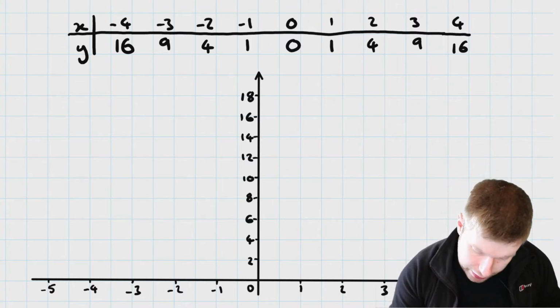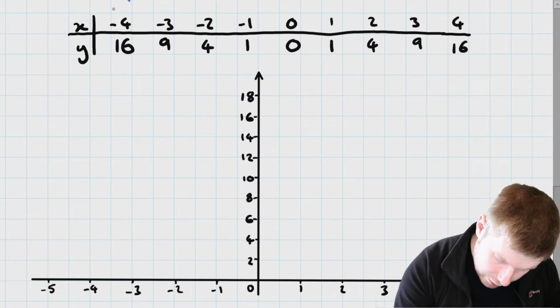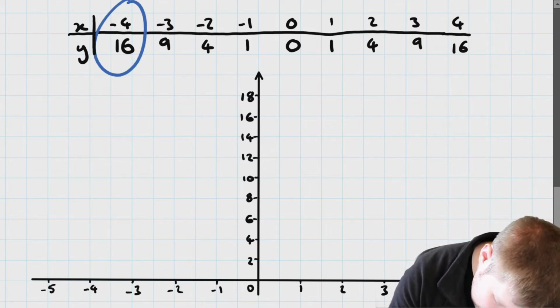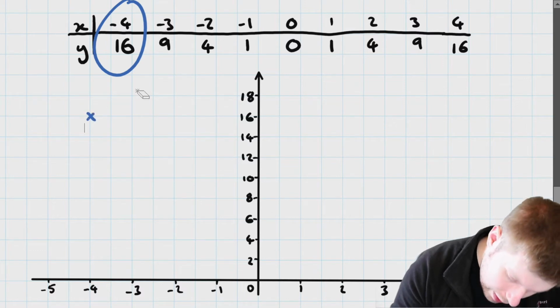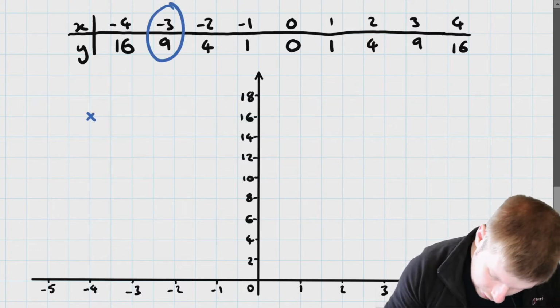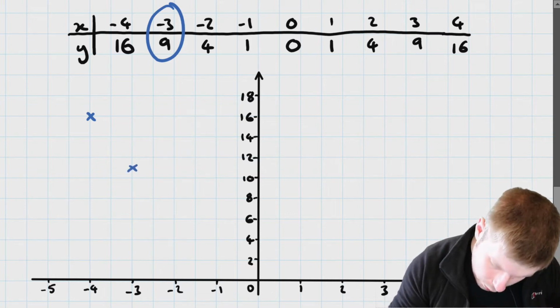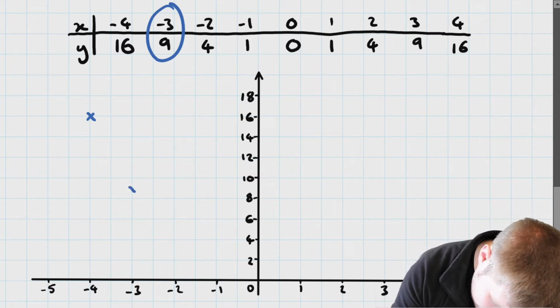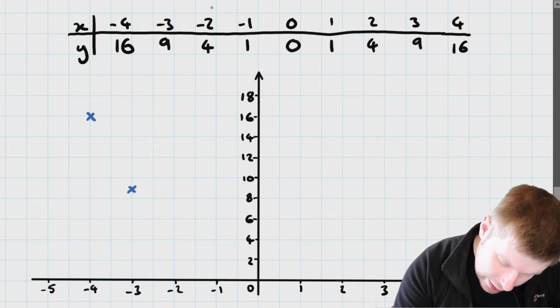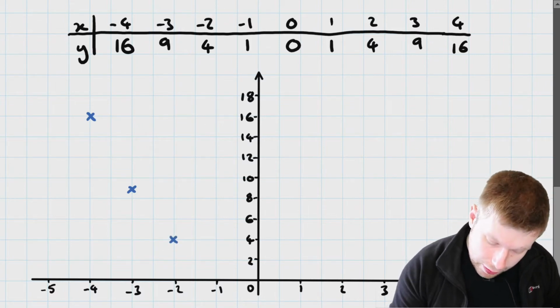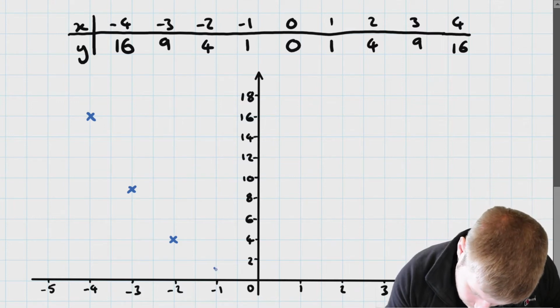So all right, I need to go -4, 16 first of all. That's my first value. So -4, 16, that's going to be here, okay? Then my next one is going to be -3, 9. So -3, 9. So that one's going to be there. Oops, not there quite. It's going to be there instead, okay? Then I'm going to have -2, 4. So -2 and 4, that's got to go there. Then -1, 1, so -1, 1's got to be there.